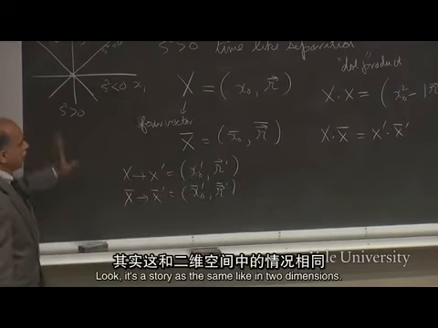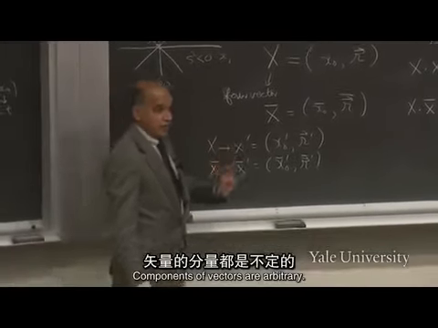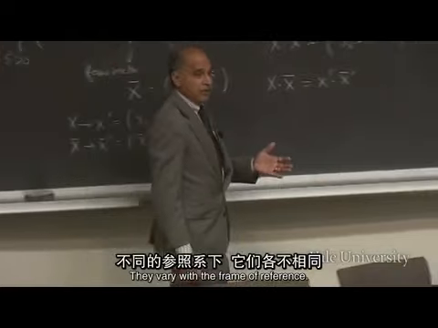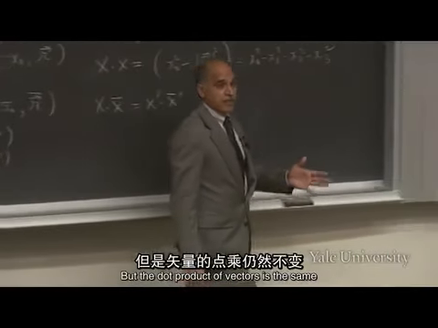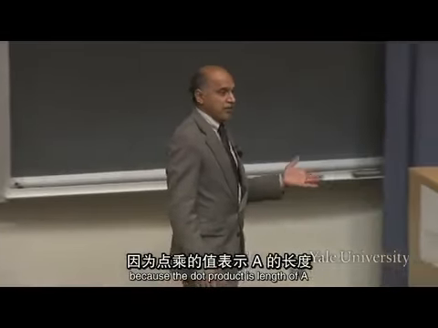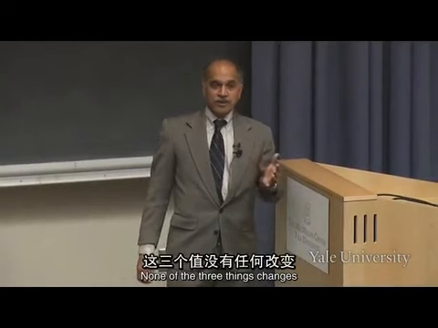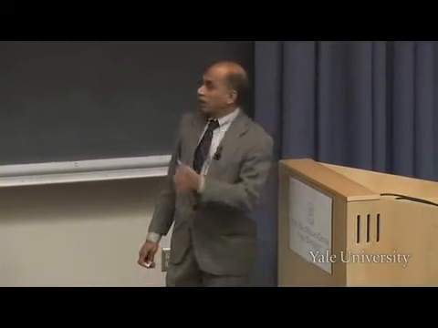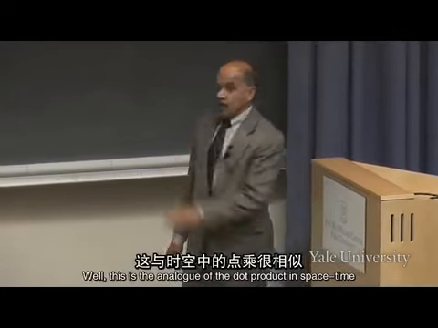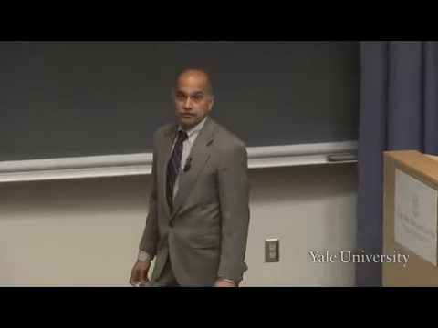Look, the story is the same as in two dimensions. Components of vectors are arbitrary. They vary with the frame of reference, but the dot product of vectors is the same, no matter how you rotate your axes. Because the dot product is length of A times length of B times cosine of the angle between them, and none of the three things changes when you rotate your axes. Well, this is the analog of the dot product in space-time, because this is the quantity that's the same for everybody.